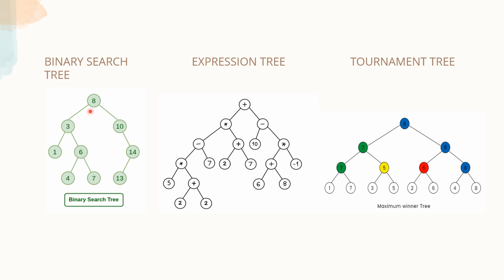Binary search tree follows some order, I said. So the root node is 8. The values on the right side are greater than 8 and the values on the left side are lesser than 8. When you take 8, it is 10 here and 3 here. 3 is lesser than 8, 10 is greater than 8. And similarly when you take 3, 1 is lesser than 3, 6 is greater than 3. And this is the ordering followed in binary search tree.